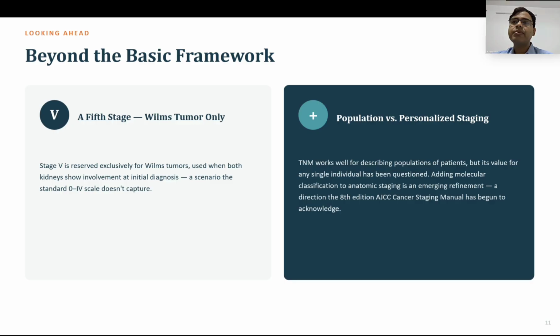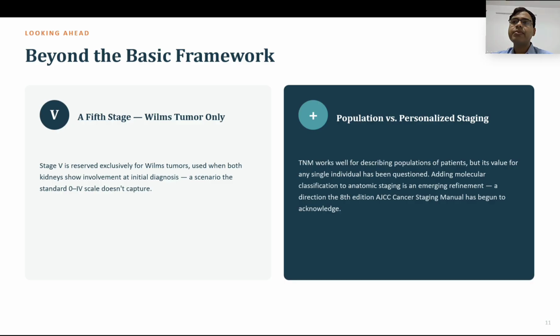Same thing, there are certain exceptions. In a tumor which is seen in children, known as the Wilms tumor, we have a 5th stage. So what is stage 5? Stage 5 is reserved exclusively for Wilms tumors when both the kidneys show involvement at the initial diagnosis, a scenario which stage 0 to 4 won't capture. So this is a very rare and unique situation, and it is usually seen in only one type of tumor, that is Wilms tumor.